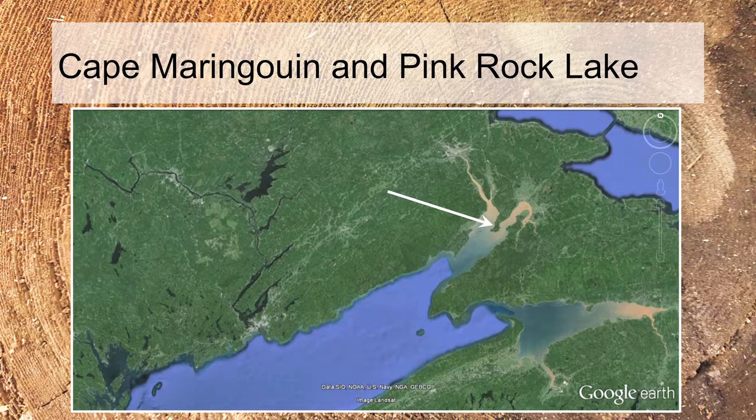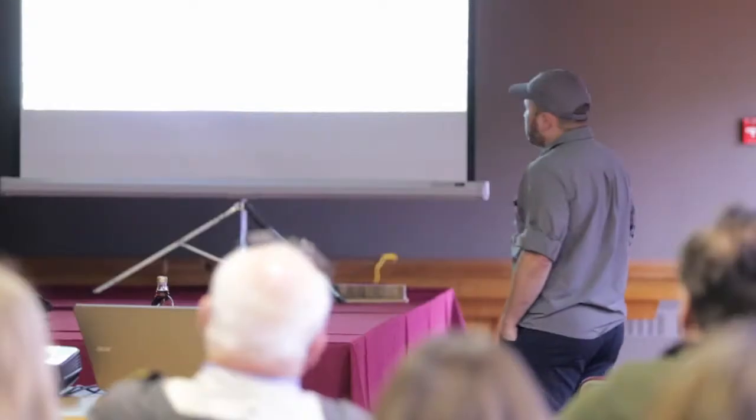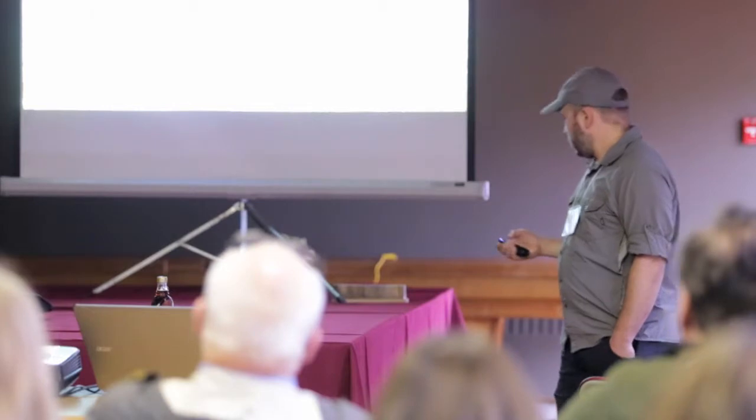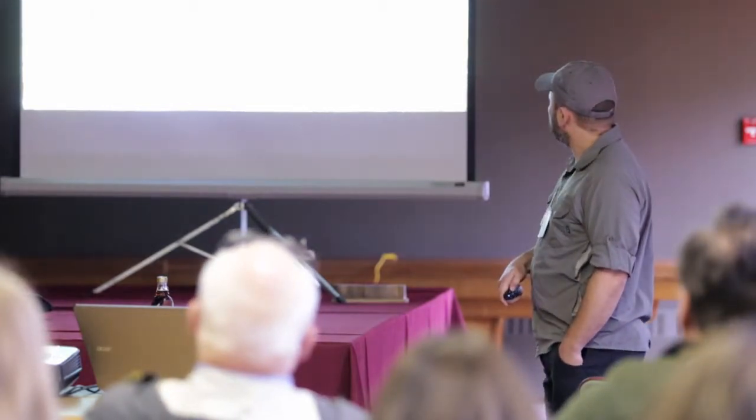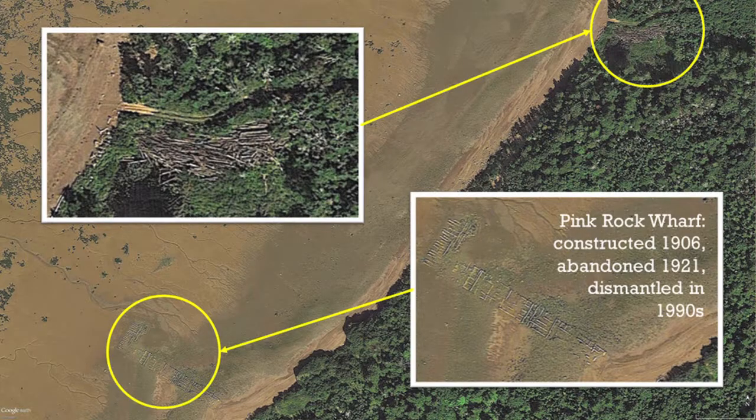So Pink Rock Lake, for those of you, I'm sure probably nobody in this room knows exactly where that is, it's on Maritime Peninsula. It's just a small little sinkhole lake. So this is zoomed in, so you can see kind of the footprint of where the wharf used to be, and then you can see up here, there's a zoomed in version of the pile of logs from where they disassembled it.